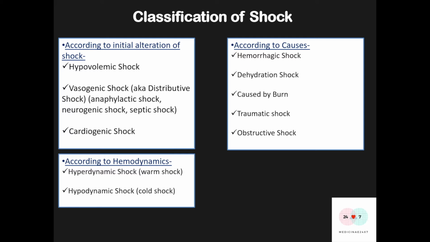According to the causes or etiology, shock can be divided into hemorrhagic shock, which leads to hypovolemia, dehydration shock, which also leads to hypovolemia, shock caused by burn, which leads to a combination of many effects like hypovolemia and improper cardiac function, traumatic shock, and obstructive shock.